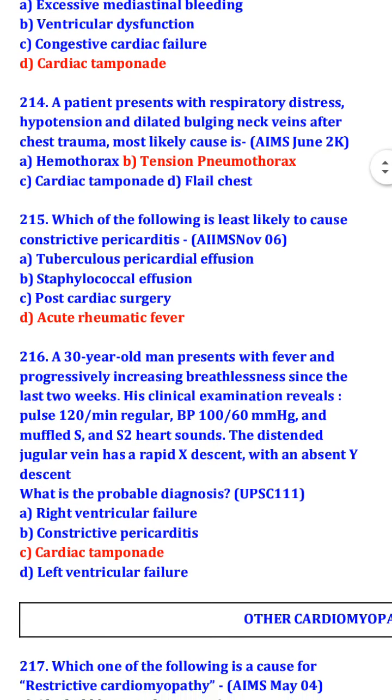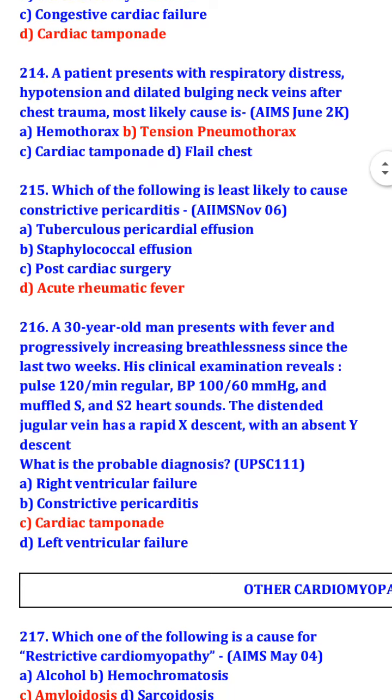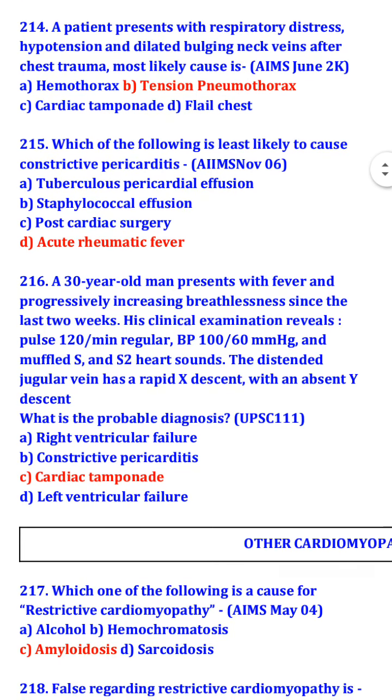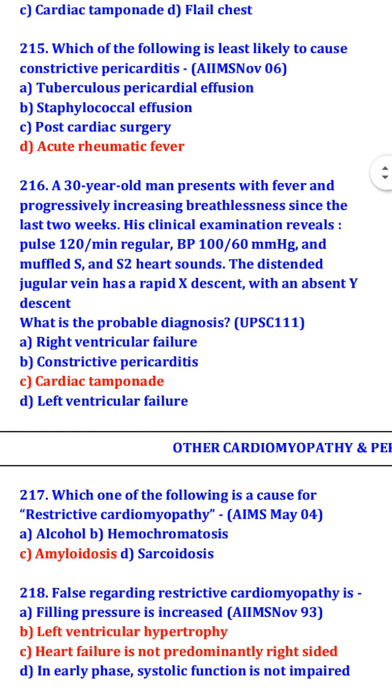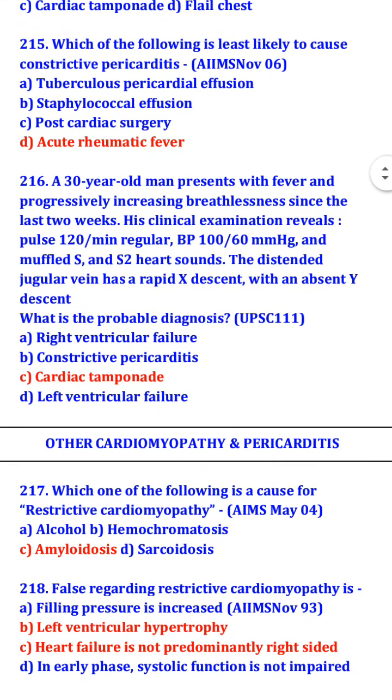A 30-year-old man presents with fever and progressively increasing breathlessness since the last 2 weeks. His clinical examination reveals pulse 120 per minute, regular, blood pressure 100/60 mm of mercury, and muffled S1 and S2 heart sounds. The distended jugular vein has a rapid X descent with an absent Y descent. What is the probable diagnosis? Cardiac tamponade.